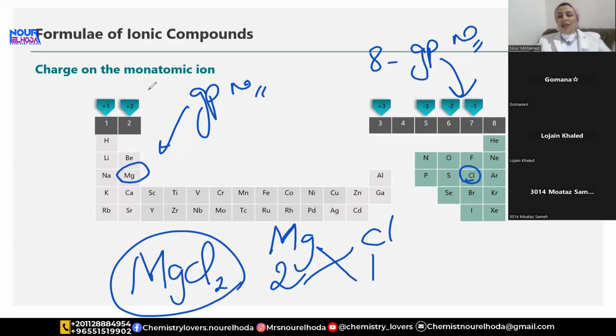So in a very easy way, you put the metal, you put the non-metal, and then for metals, you put the same as the group number. For non-metals, you put 8 minus the group number, and then you swap. Once you swap, you're done with the compound. Right, let's take another one.